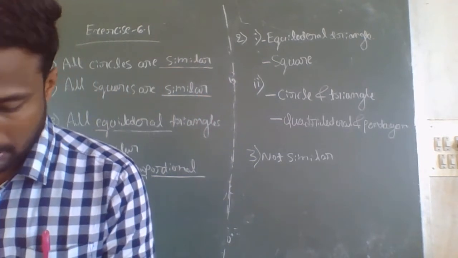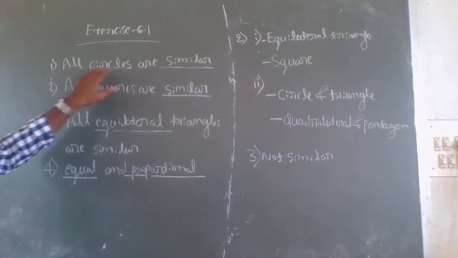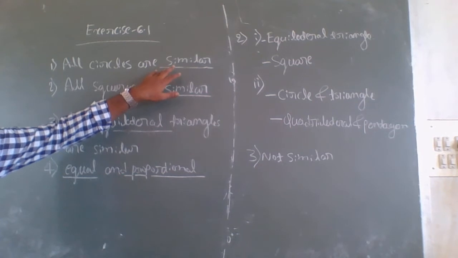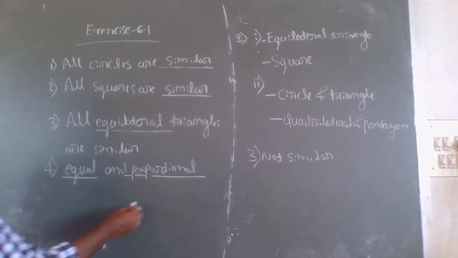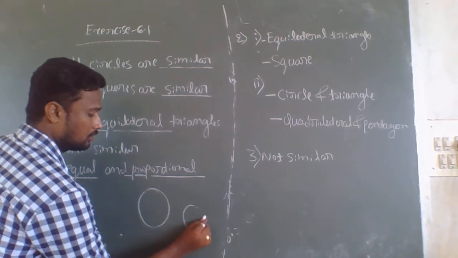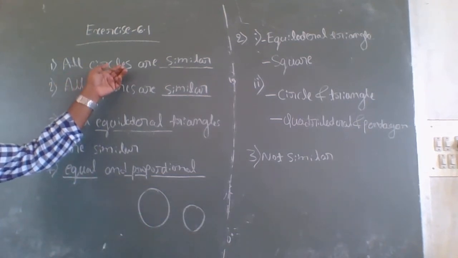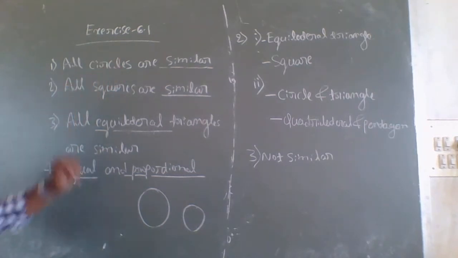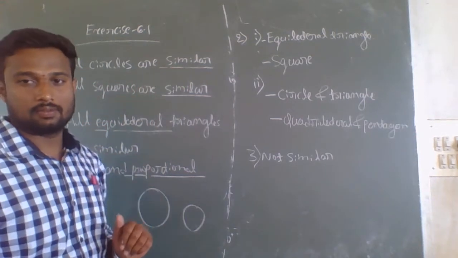All the circles are congruent and similar. So for the first question the answer is similar. We know all the circles are similar. Why? Suppose, for example, consider these two circles. These two circles are the same in shape. All the circles are the same in shape, but the size is different. Therefore, all the circles are similar but not congruent because there is a difference in size. Therefore, all the circles are similar is the correct answer.